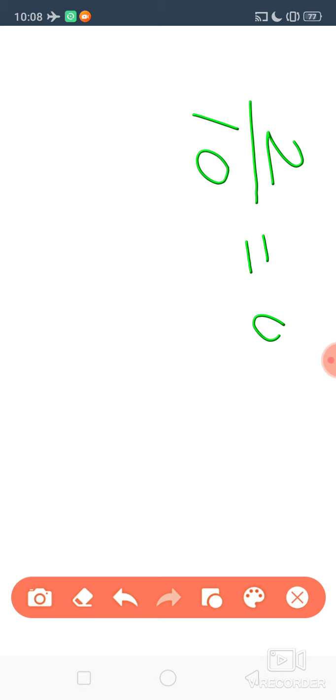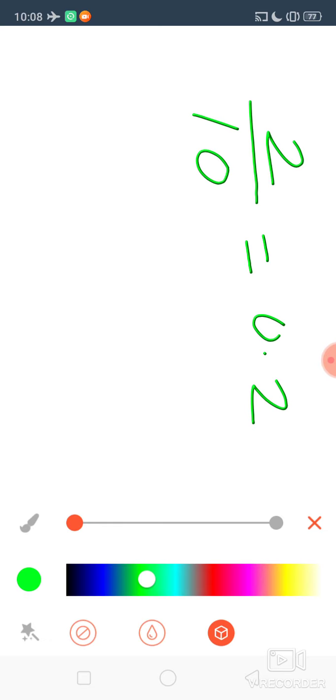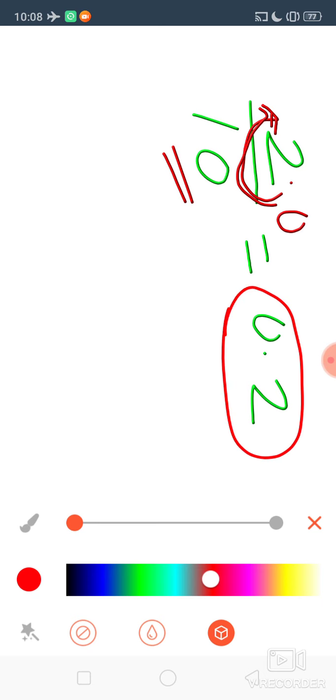Suppose 2 by 10 you have to write in decimal. Then how do we write? 0.2. It means the decimal in 2 can be written as 2.0, so this decimal is shifting one digit left. Why? Because in the denominator 10 is there. So one digit it is shifting left, and it is becoming 0.2.